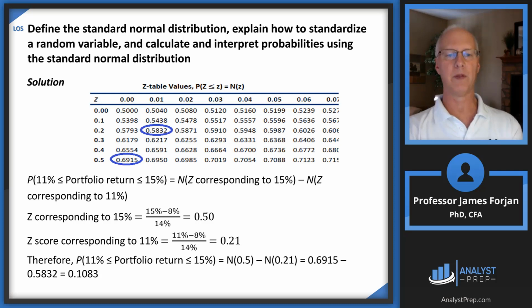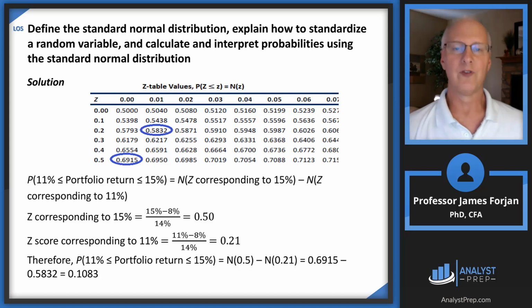So forget about the table at the top. Let's go ahead and do the formula. At 15%, we calculate the corresponding z value by taking 15 minus 8 divided by 14. That gives us 0.5. And then at 11%, we do 11 minus 8 divided by 14. That gets us 0.21. So those are the z-scores.